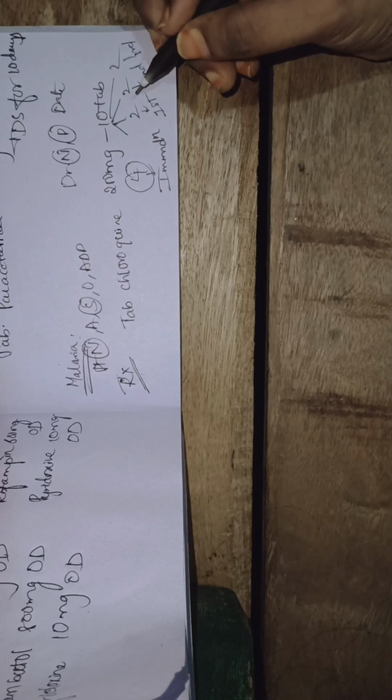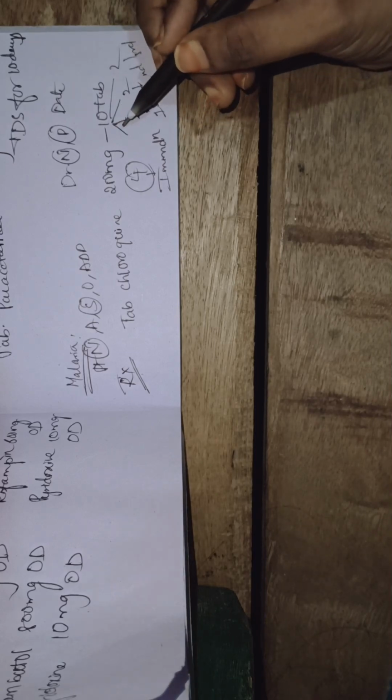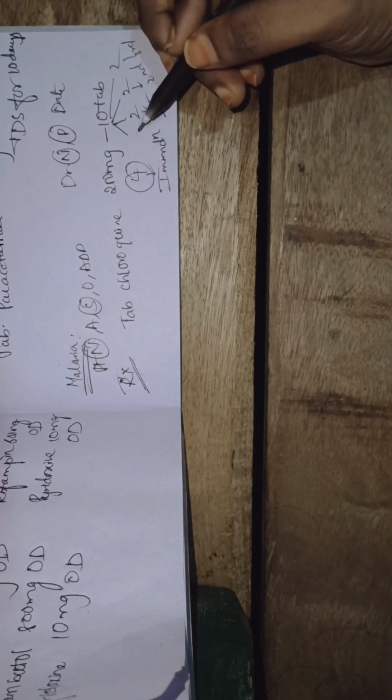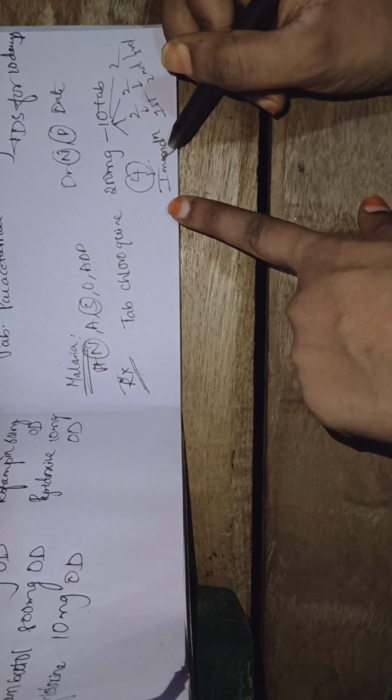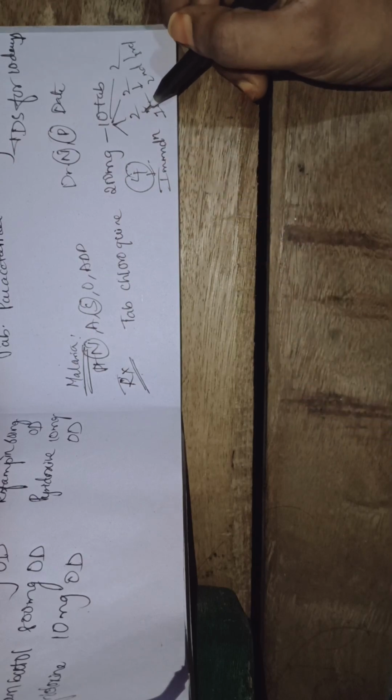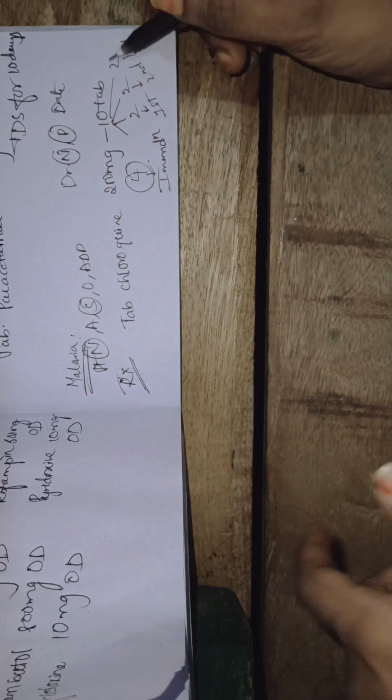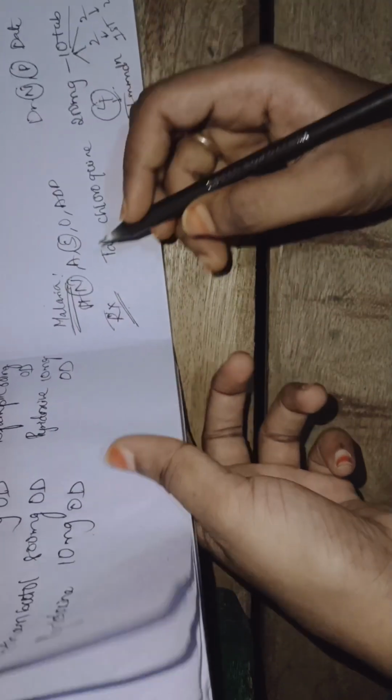These are the tablets of chloroquine, 250 mg, divided into 10 tablets. First 4 should be given immediately, then on the first day 2 tablets, and on the second and third day 2 other tablets of chloroquine.